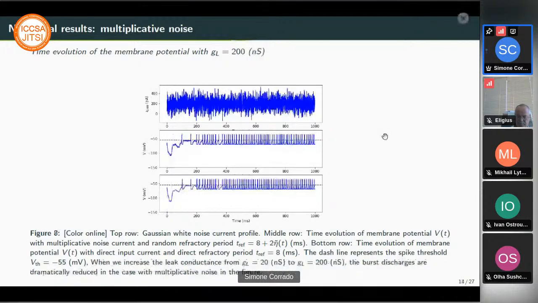This is, if you like, the first thing related to multiplicative noise, but then you increase the leaky conductance. The units here are nanosiemens. As you see, again, the layout of the plots is pretty similar to what you've seen before. The medium one corresponds to the stochastic case, and the dashed line represents the spike threshold. And what we observe here is that when we increase the leak conductance from the previous slide to this value, the burst discharges are dramatically reduced in the case of multiplicative noise. So it's, again, another important observation to bear in mind.